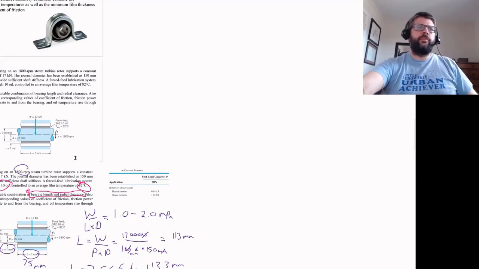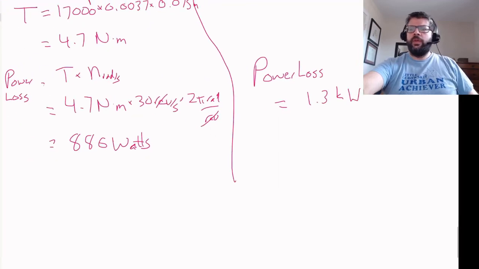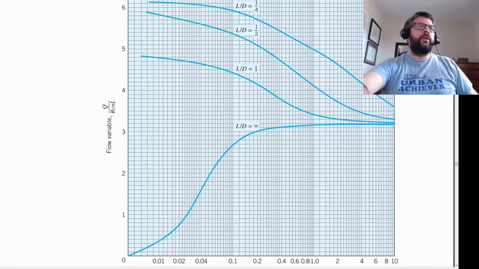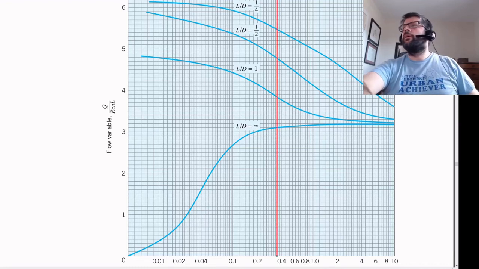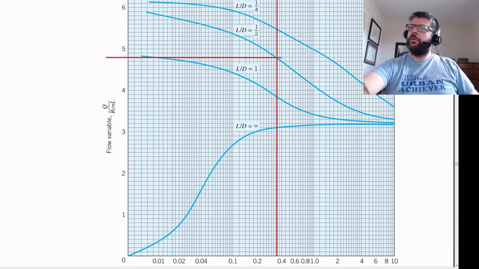So next up, oil flow rate. Again, let's start with the high S value here. So we're looking at the line, let's see, looking right here, and we're looking at the intersection here. That one looks to me to be 4.8. 4.8 is going to be our flow variable.